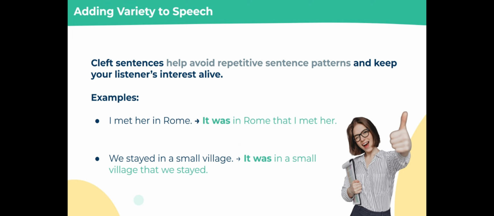We stayed in a small village. Okay, it's great. It's active speech, but with some variety. It was in a small village that we stayed. It creates a more story-like language. Okay, it was in Rome that I met her. It was in a small village that we stayed.